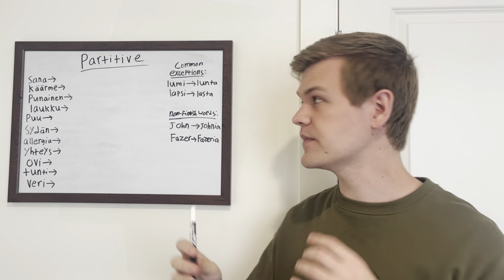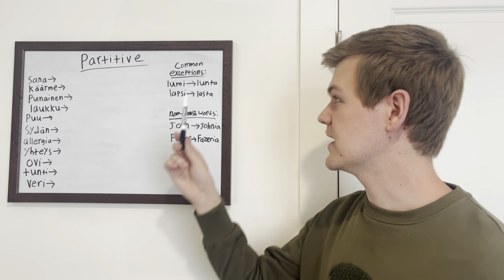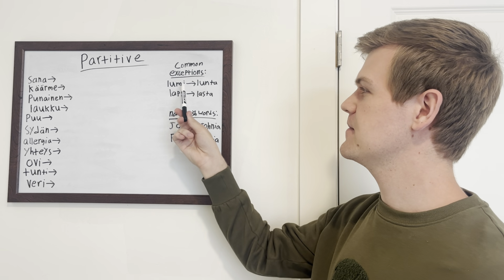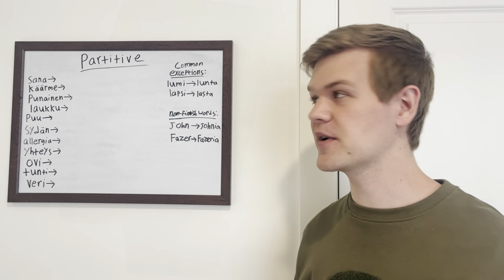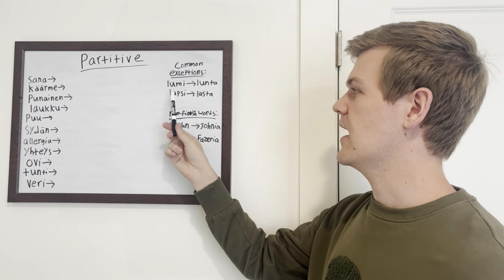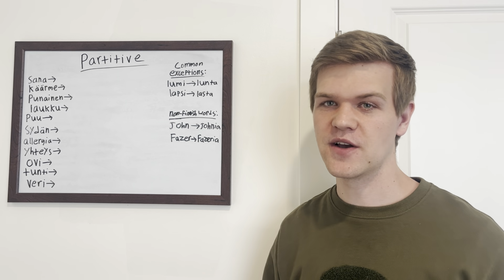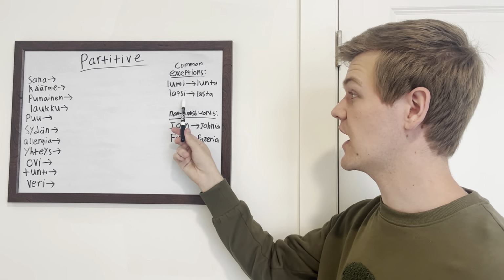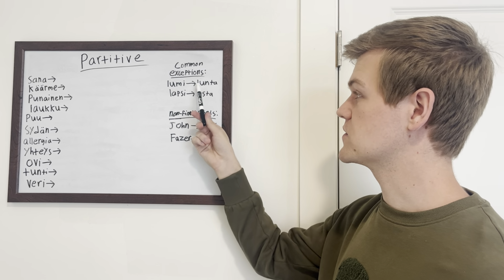So lumi is snow, and for some reason when it gets put into partitive, it's lunta. So this M changes to an N. I don't really know why that happens, but it's a very common word to see in partitive. So I know that lumi goes to lunta, and for some reason lapsi goes to lasta. So those are both good to know. Lapsi is like a child, so lapsi goes to lasta, lumi goes to lunta.